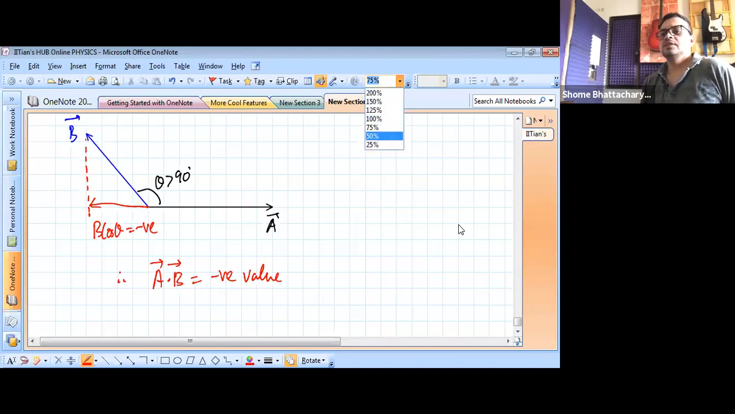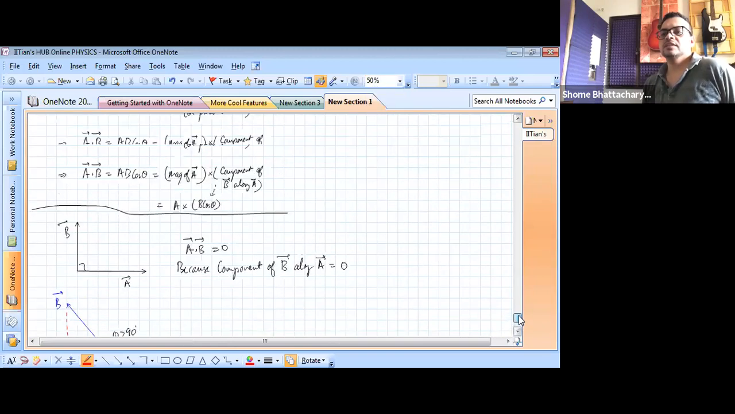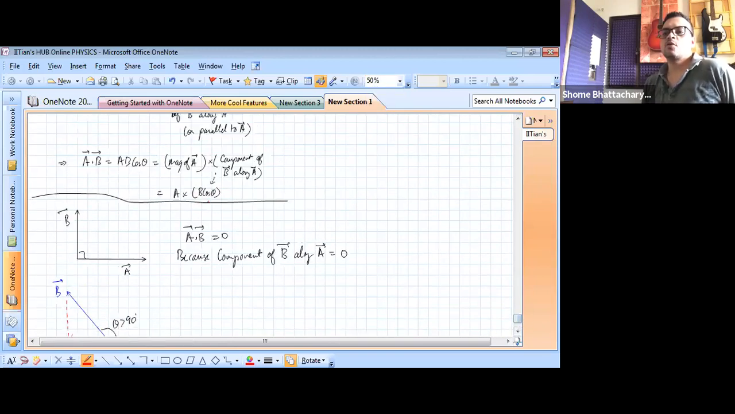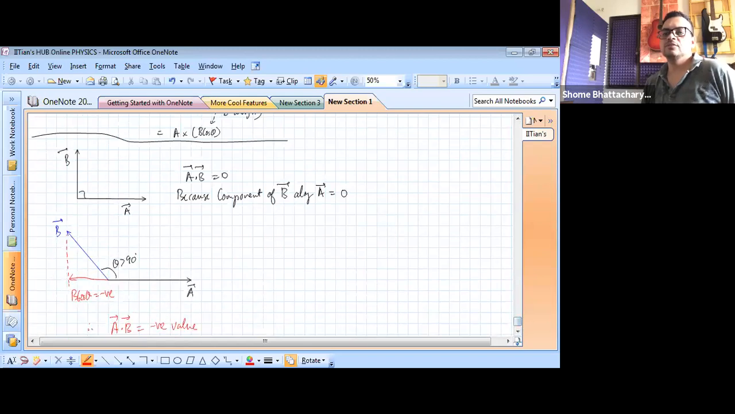Because what is the interpretation of dot product? It is the first vector's magnitude multiplied by the second's component along the first. So if they are perpendicular, then this component becomes 0, so the dot product becomes 0. If they have an obtuse angle, then this component becomes a negative quantity, so automatically the dot product becomes negative.